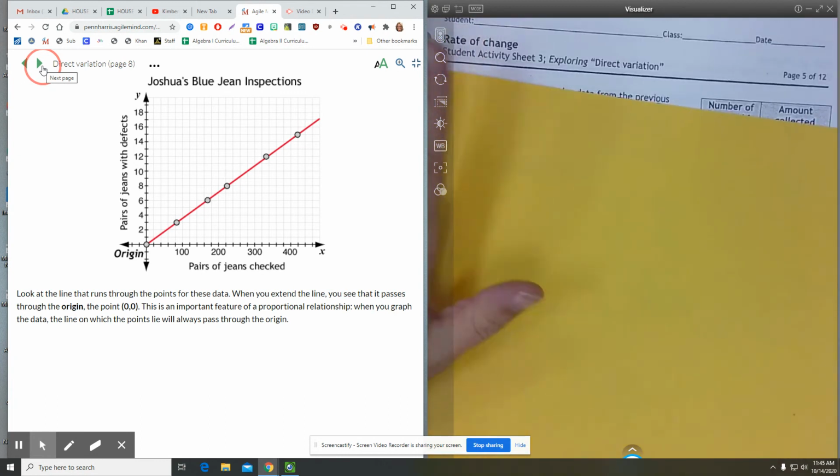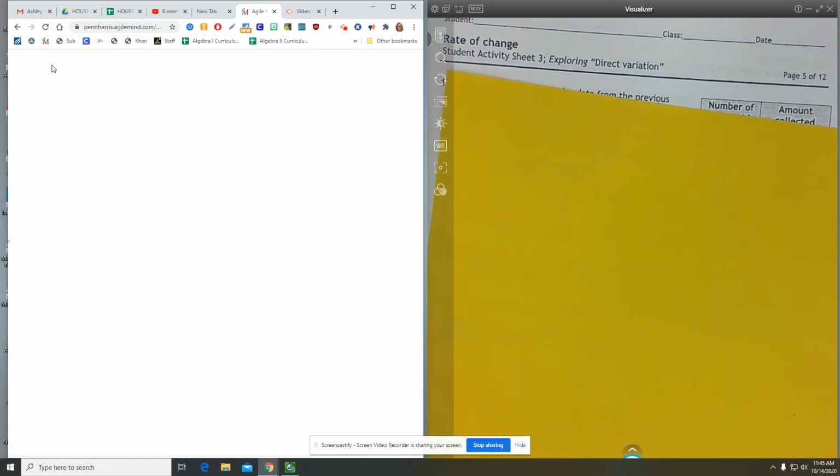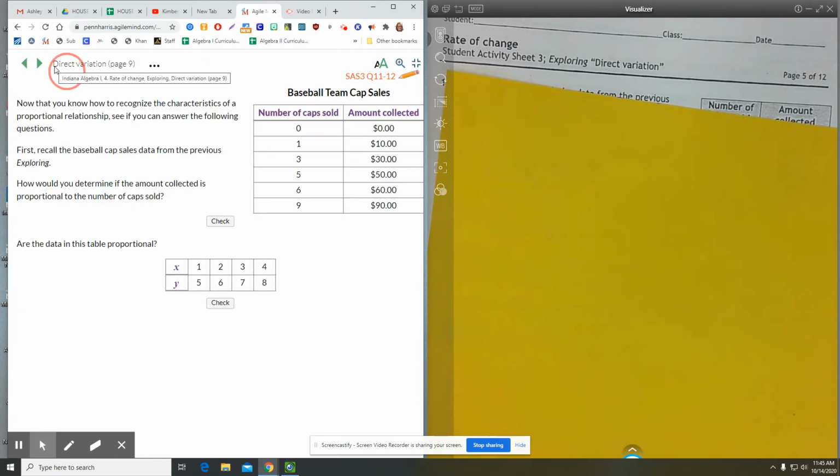Okay. So this is just saying exactly what we just said about things we notice with the graph. Okay. And then lastly here, maybe not.